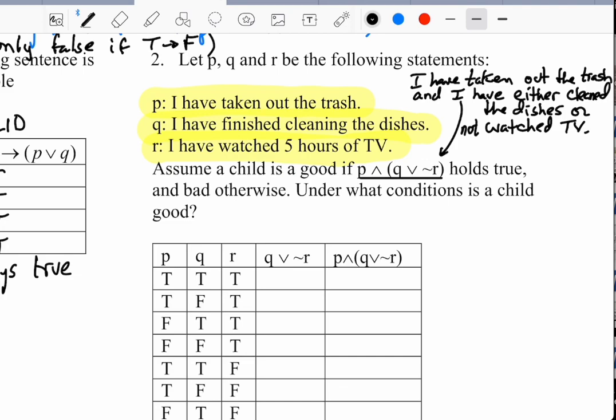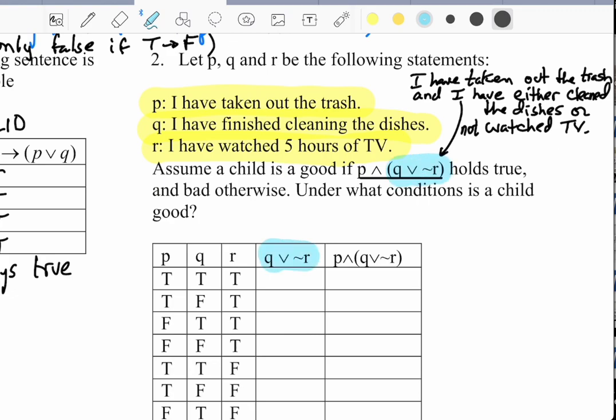the world. All right. So what we do is we break it down into smaller pieces. We tackle order of operations. It applies to math computation, it applies to logic, it applies to Venn diagrams. If you have an expression that has parentheses in it, you always tackle that part of it first. All right. So we're going to look at Q or not R.